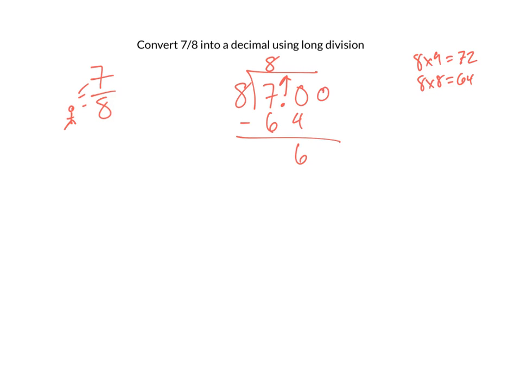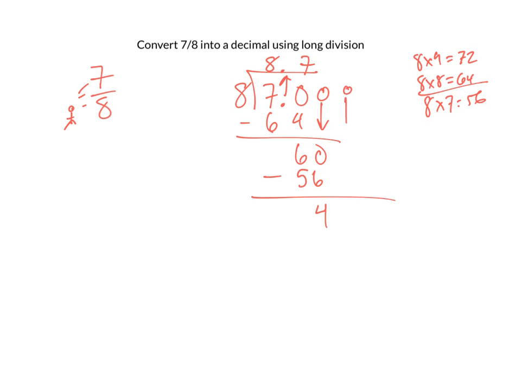Nothing to bring down, so I'm going to add a 0, bring that down. Let's see, I forgot my decimal up there. So 8 goes into 60. Let's see, 8 times 8 was 64, so it's not 8. 8 times 7 is 56, so I know that 8 fits into 60 7 times. 8 times 7 is 56, subtract away, and I get 4.